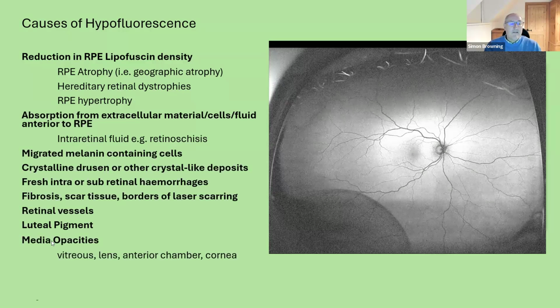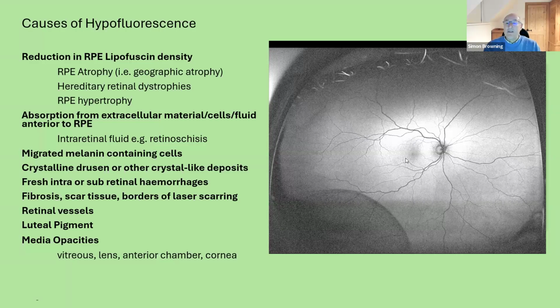And then you've got a whole series of other things here. Now, we're going to cover these in case studies in future sessions as well, because we can go into those in a little bit more detail at the time. But again, fresh intra or subretinal hemorrhages will hypofluoresce, whereas old ones will hyperfluoresce. So again, the image can tell you some detail there.